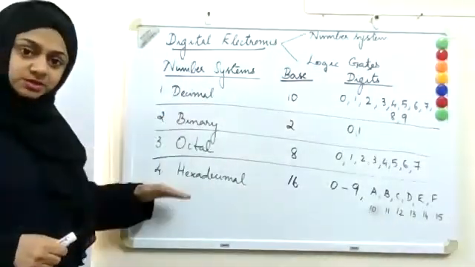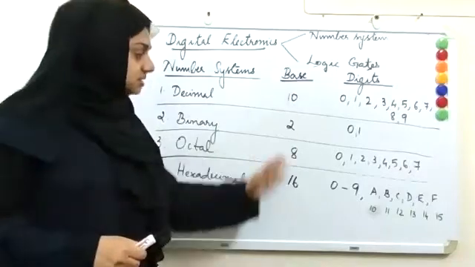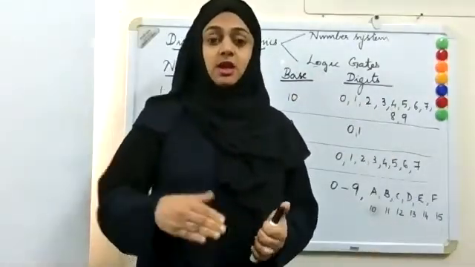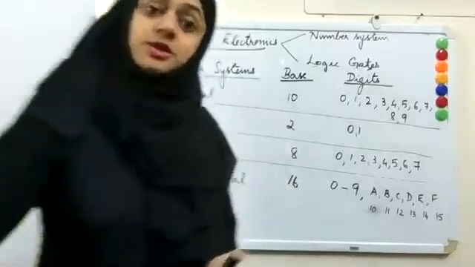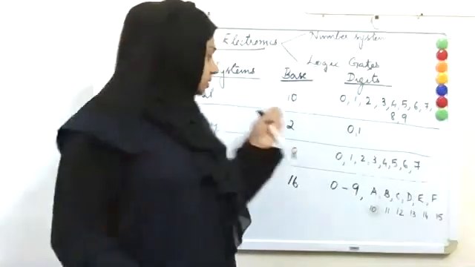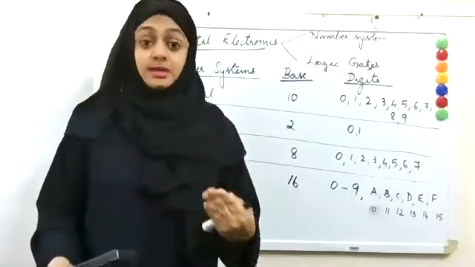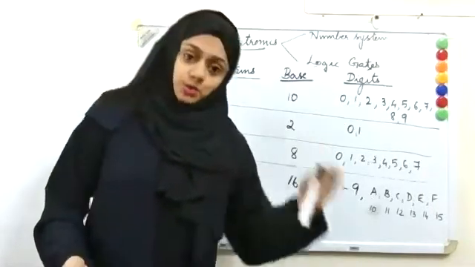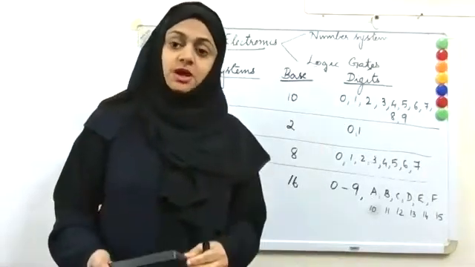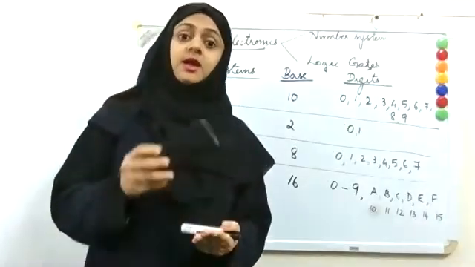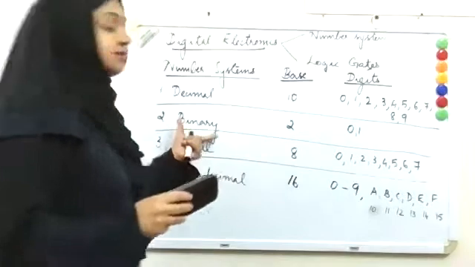These are the whole number systems, and these are their bases and these are the digits used. Now let us see how we can express the decimal and binary numbers. And also each one of them, how we can express, and then we will see how we can convert one to another. Then we will see how we can add, subtract, multiply, and divide the binary numbers.